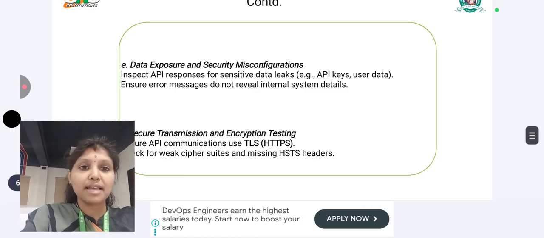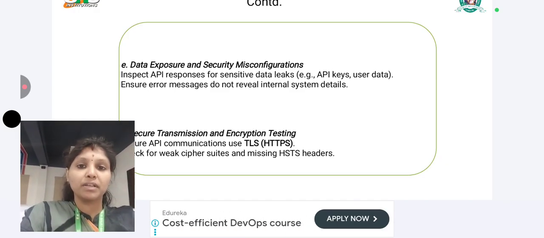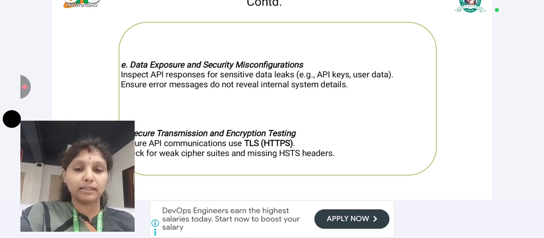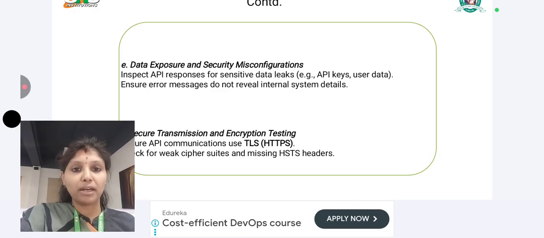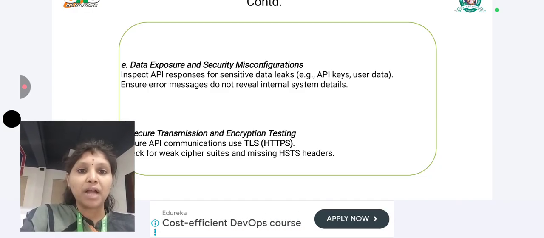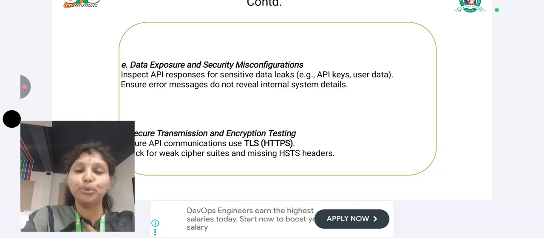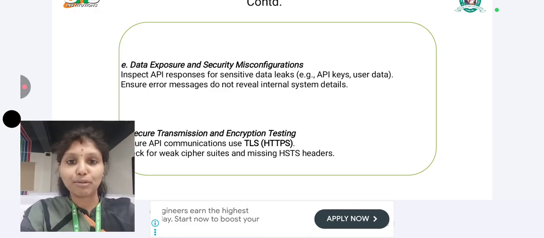Secure transmission and encryption testing. In that we are going to use protocols, sets of rules like HTTPS, in order to transmit the data in an effective and secure way. The application programming interface secures the communications with the help of Transport Layer Security, and weak cipher suites as well as missing headers are all going to be made secure in order to develop applications in an effective as well as efficient manner.